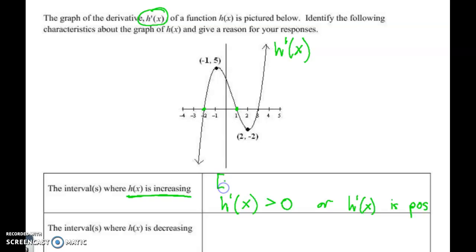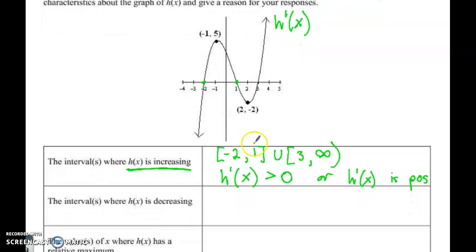And again, the way that the AP calculus tests are written, it'll be clear that they are looking for this. So you could say positive or equal to 0. Actually, let's stay away from writing or equal to 0 because of the way some of the notation is. And then or, where else is the function above the x-axis? It is from 3 to infinity. Something like that.